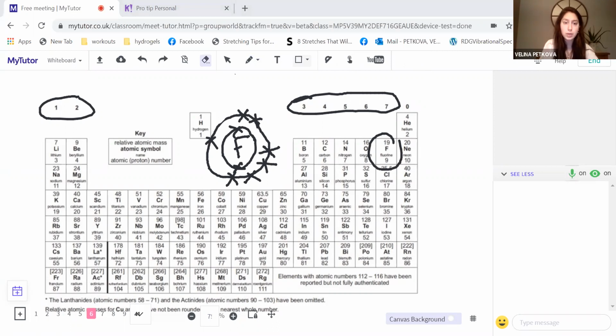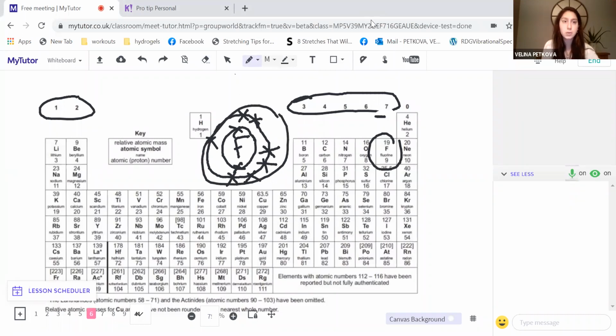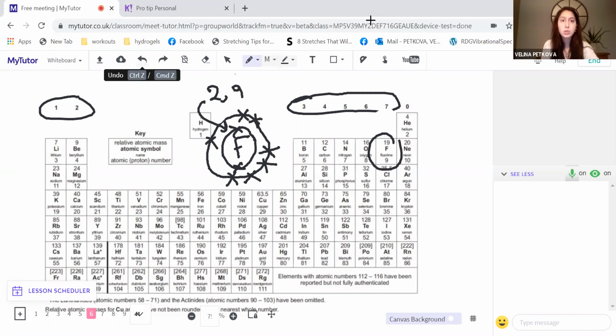So it is also in group 7. Yeah, brilliant. Because it's in group 7, we can see that it does have 7 electrons in its outer shell, as we would have expected. And then if you want to write down the electron configuration, you put 2,9. So 2 electrons, oh sorry, 2,7. 2 electrons in the first shell, and then 7 in the outer shell.